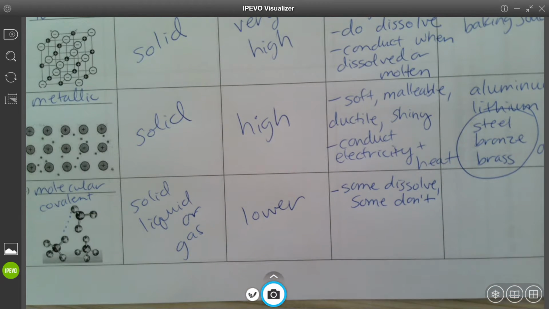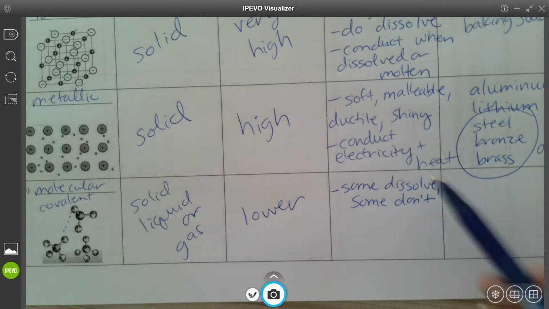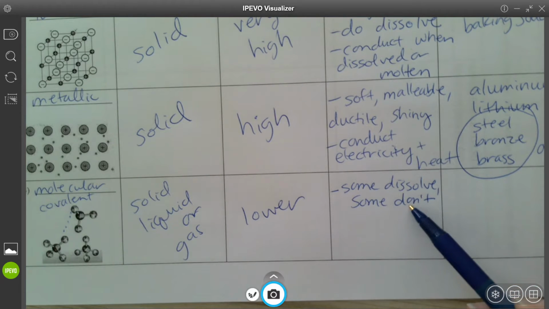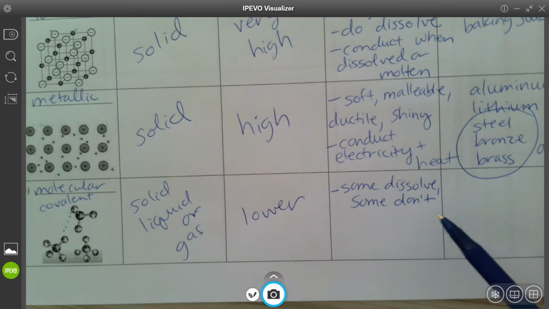So you can't tell if something's molecular covalent or not just by whether or not it dissolves, because some of them dissolve and some of them don't. Which ones dissolve in water, the polar ones or the non-polar ones? Polar dissolves in polar. So water's polar, so polar things will dissolve. Sugar is polar, that's why it dissolves. Wax is non-polar. Okay, it doesn't dissolve.